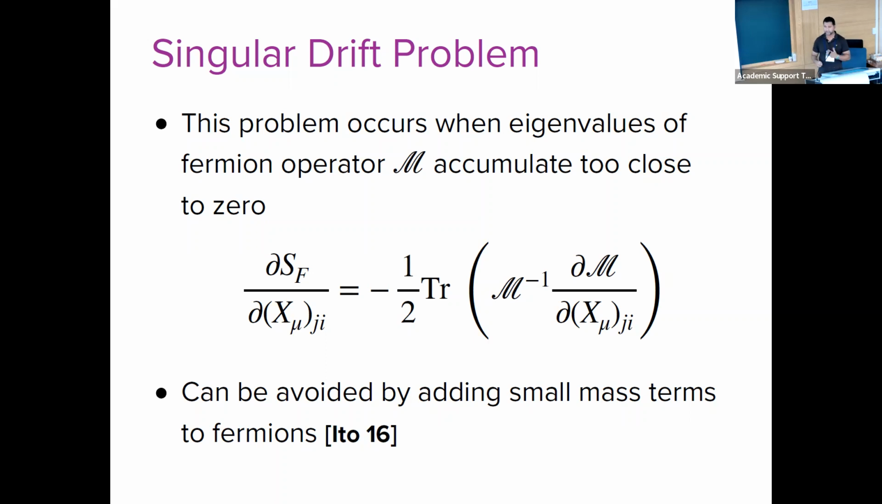So we use the conjugate gradient algorithm to find the inverse of the matrix. We don't directly compute the inverse, we compute it iteratively. The singular drift problem, the accumulation of eigenvalues close to 0, we can avoid by adding small mass terms to fermions. So we add some mass terms so that the spectrum is shifted away from 0.